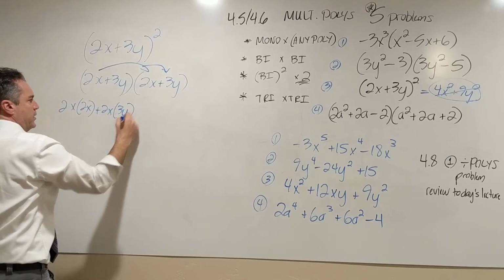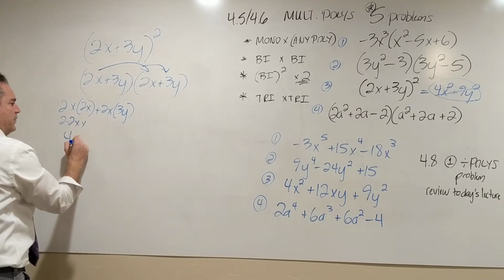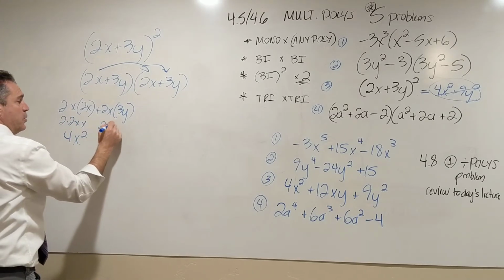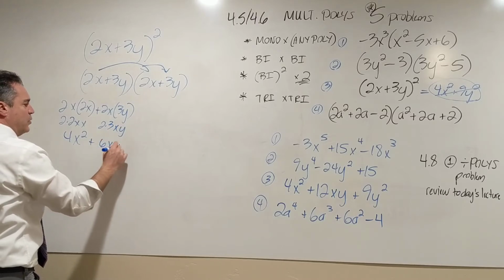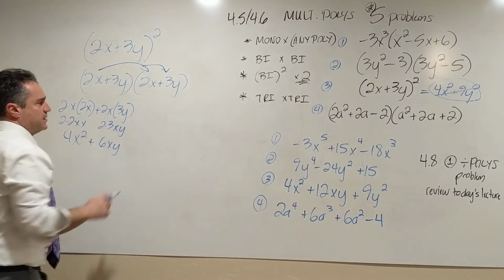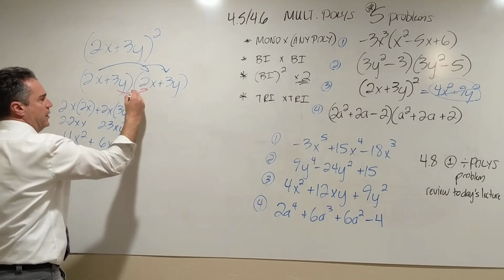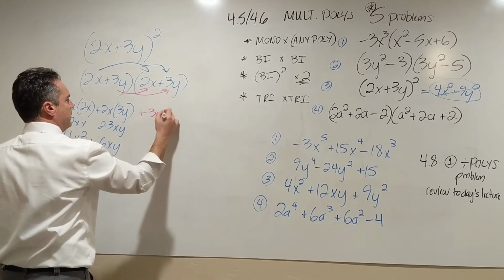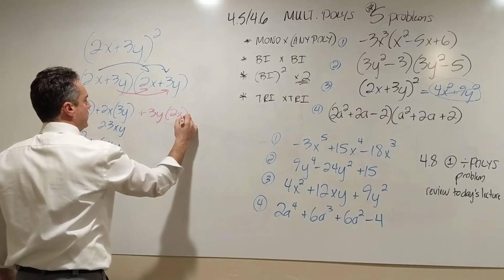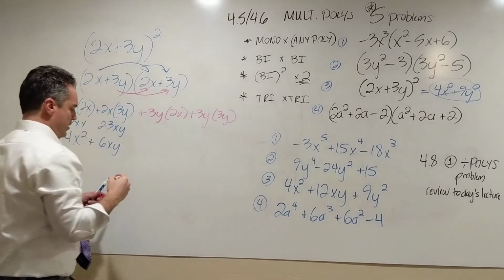2x times 3y. 2x times 2x, numbers go with numbers, x's go with x's, we get 4x squared. Again, numbers go with numbers, and then the variables go next to each other. We have plus 6xy. And then this, 3y, also has to go to everything in the second parentheses. This has to go to here and to here. And we're going to end up with plus 3y times 2x, okay, plus 3y times 3y.